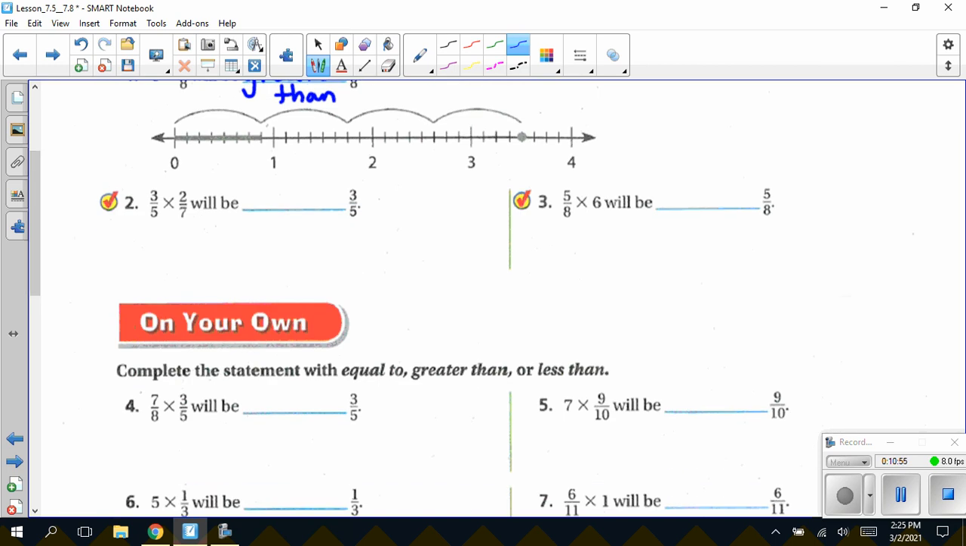Now for number 2, I have a fraction times a fraction, and we found when we did part C on page 445 that when we had a fraction times a fraction, the answer would be less than both factors. Number 3, we have a fraction times a whole number, and just like number 1, when we had our whole number times our fraction, our answer will be less than the whole number, but greater than the fraction.